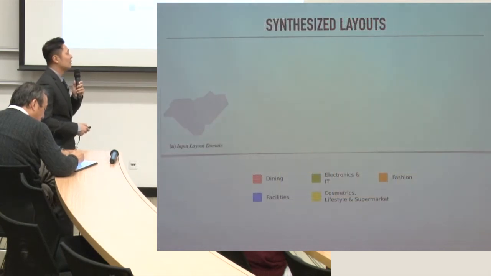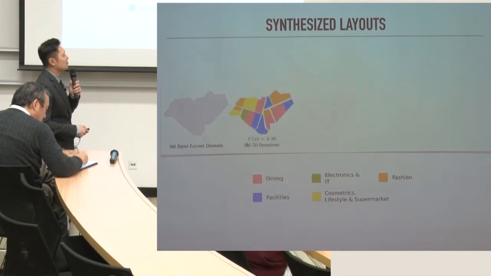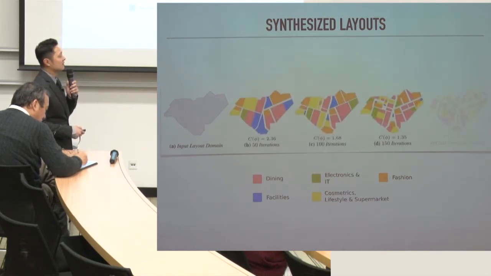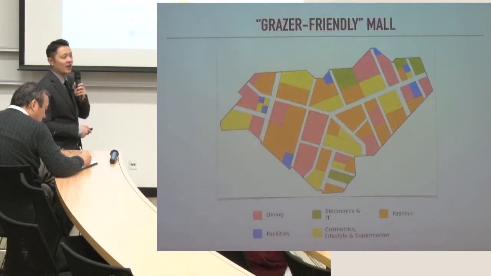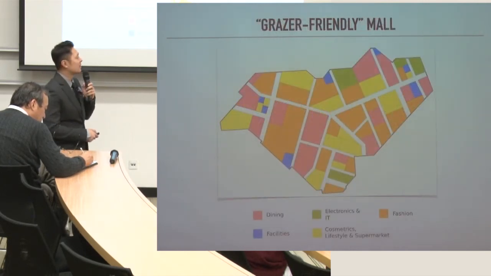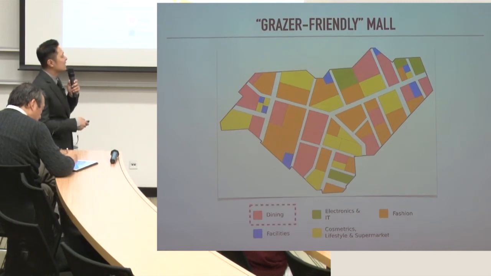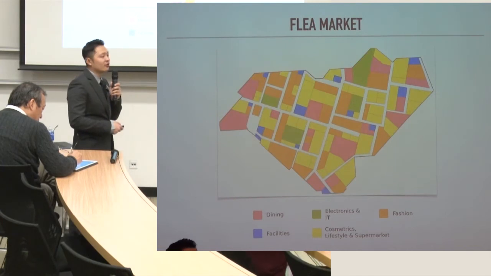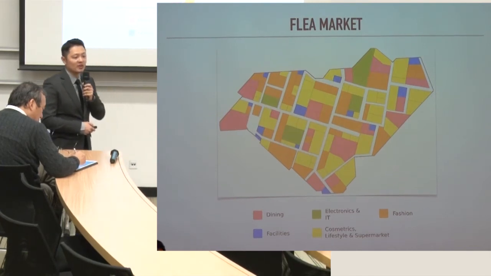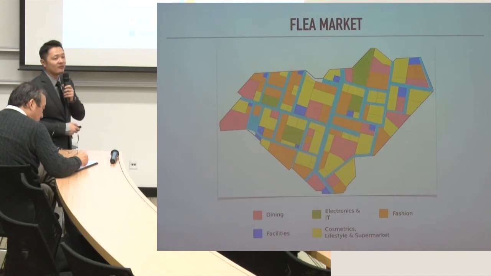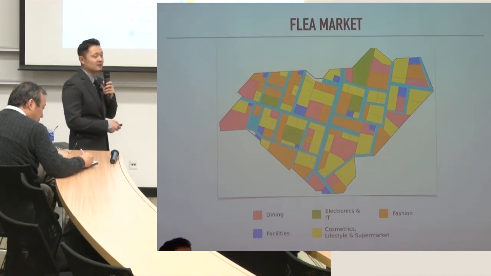So here I'll show you the update of the optimization process to get the synthesized layout. And we can also change the agent property to get other designs. For example, we can add more agents that want to go to the dining mall. Then we can create this agent-friendly mall with more dining places. Or if we increase the agent's tolerance on mobility and costliness, then we can generate a lot of narrow paths and small sites, more like a free market.